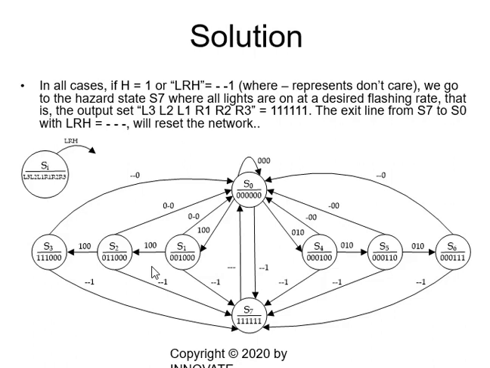And this is the sequence we see: 1 light, 2 lights, 3 lights, 1 light, 2 lights, 3 lights, repeating itself cycle after cycle until either we go to hazard by activating H to 1, or we remove the left turn. If the left is 0, we go to S0 accordingly.